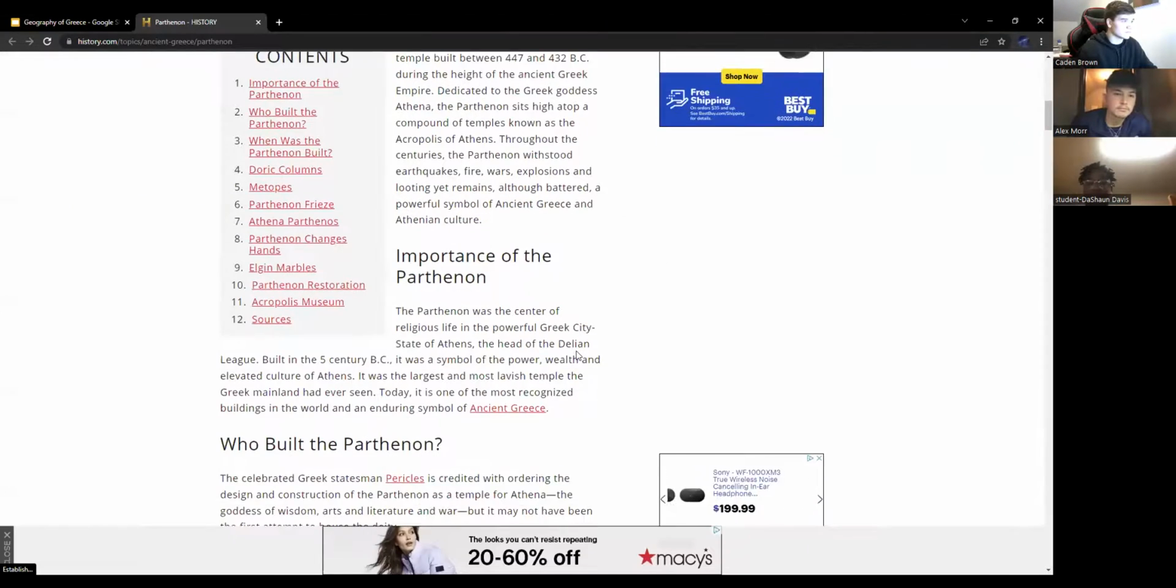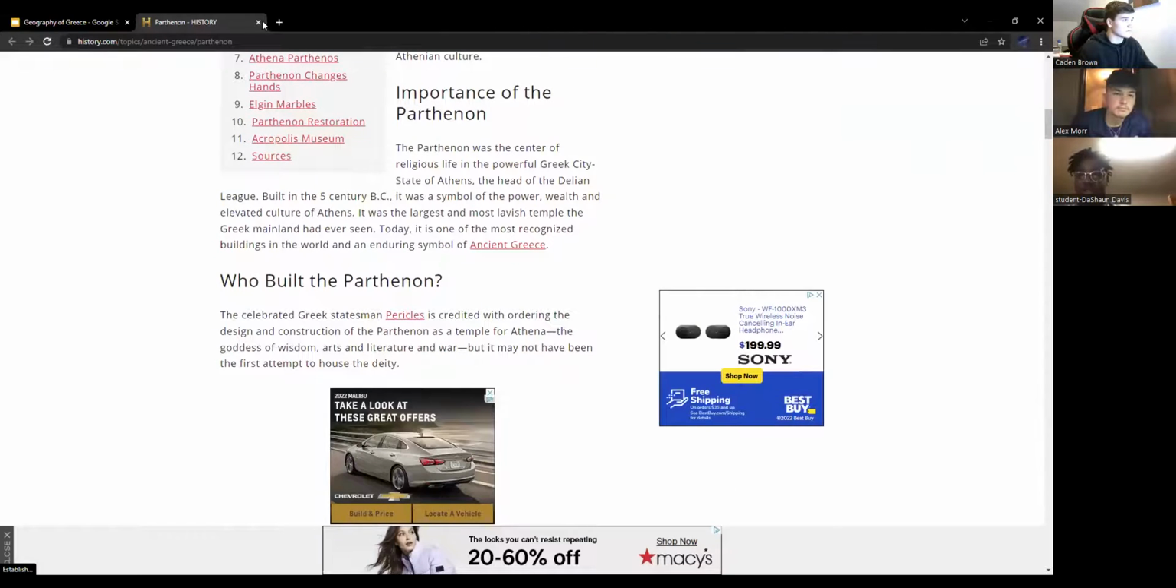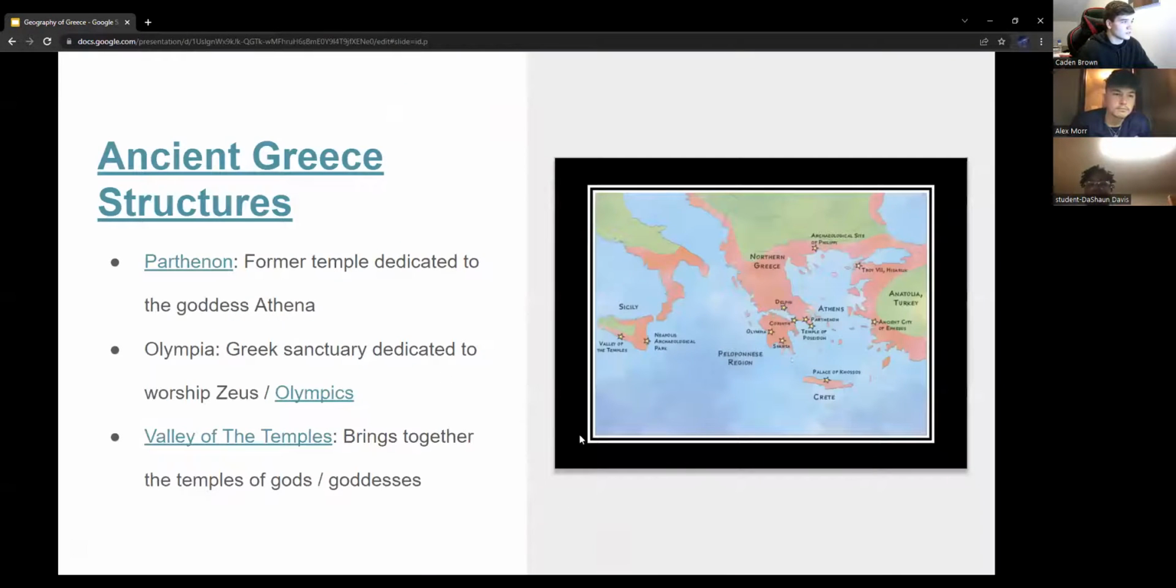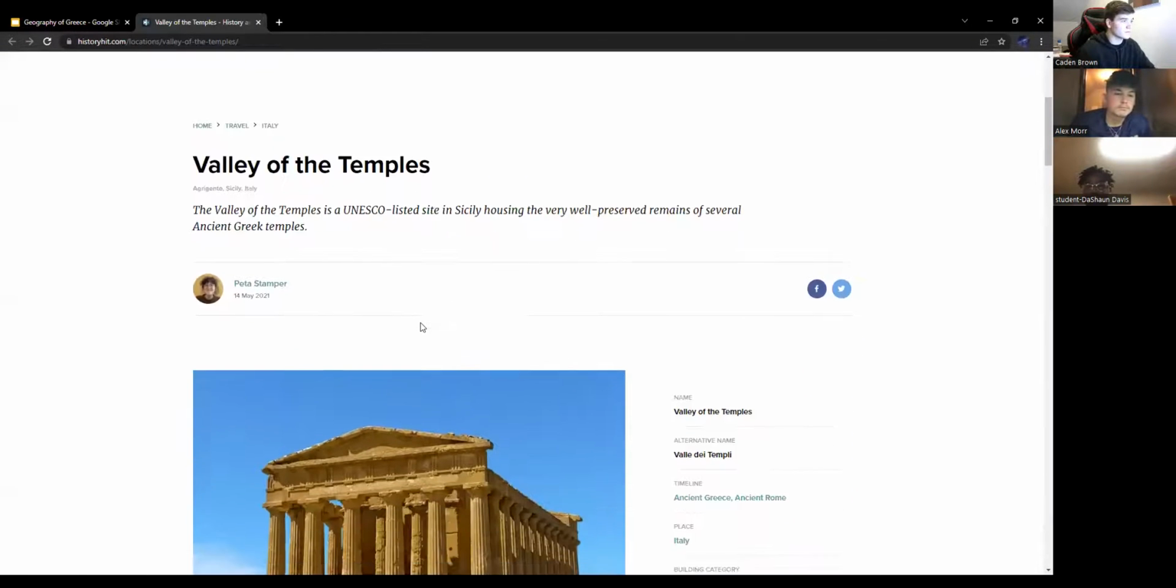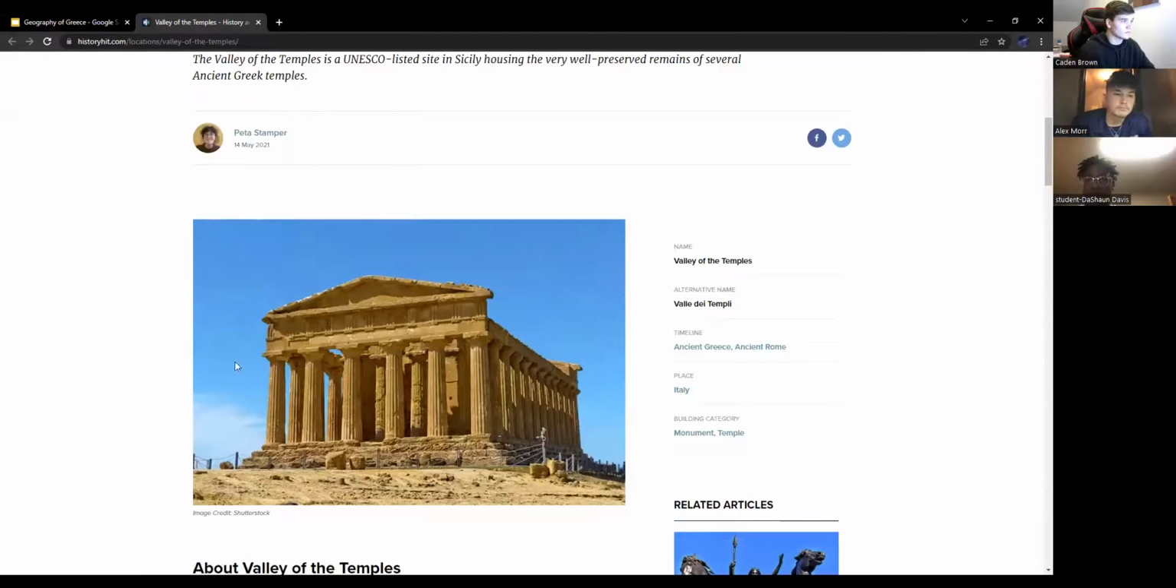That's that structure in Greece, and the importance of it. Basically, it was just there to worship the goddess Athena. That's what they built it for. It's a very important structure that they have. And the Valley of the Temples sort of looks similar to the other tower that worships Athena, but they both have very different meanings to them.